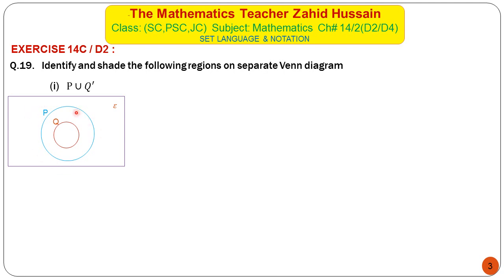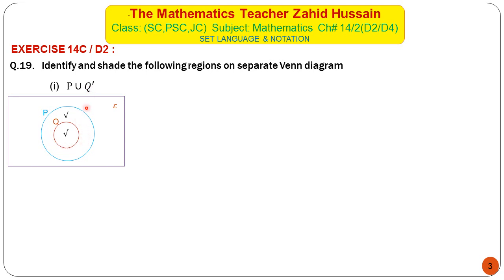Shade this Venn diagram. First we find the region for each set. Set P. P is this big circle and Q is inside this big circle. So it means Q is a subset of P. So the region for set P is these two: whole Q, and outside Q but inside P.